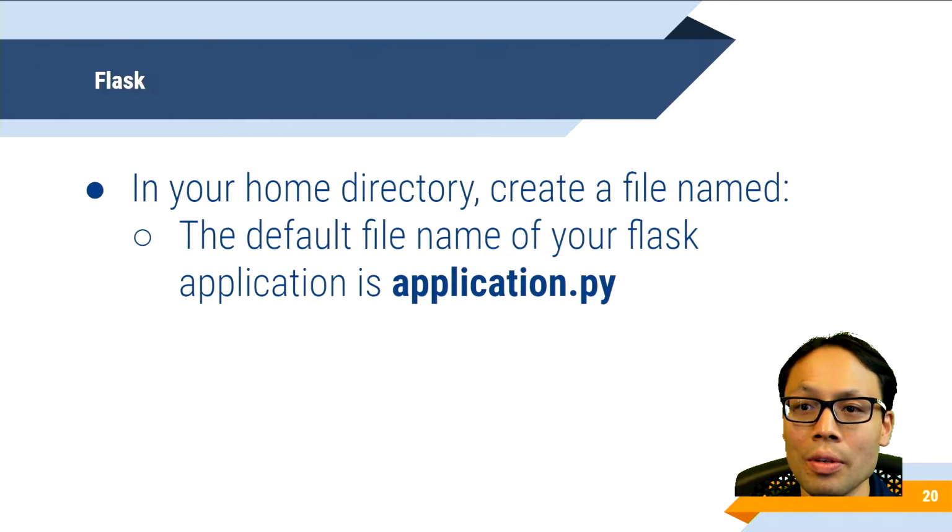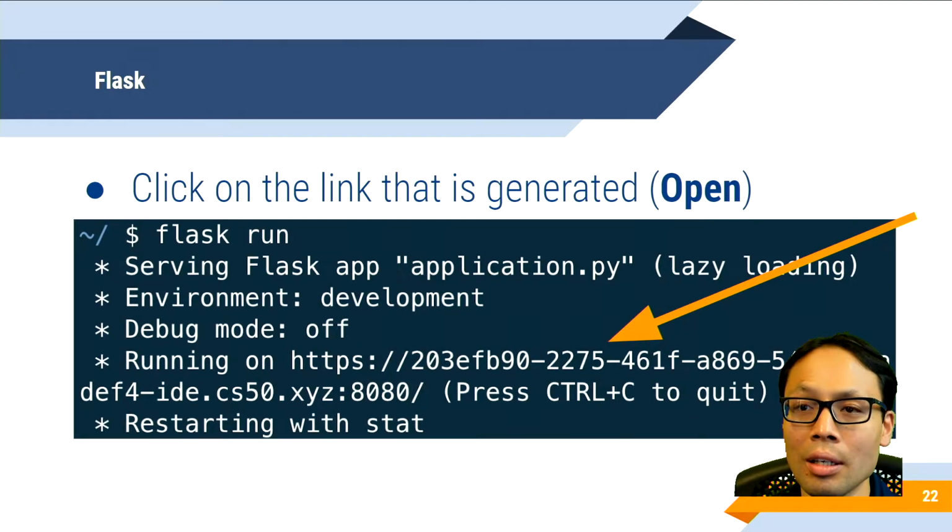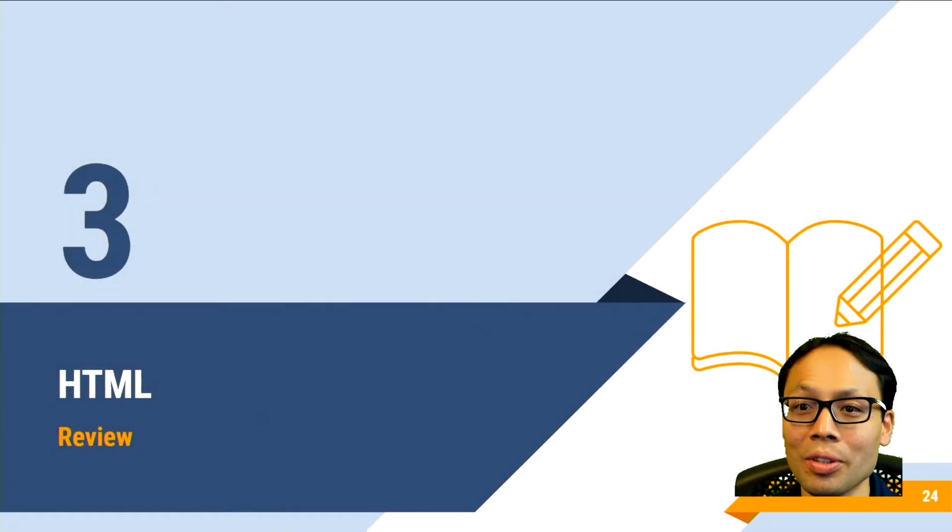Note to yourself that the default Flask application name is application.py. To run your Flask application in the terminal, you would execute the command flask run. If all goes well, it'll produce a URL, which you would click on and it would open up in a new tab, and hopefully you'll get a happy message.